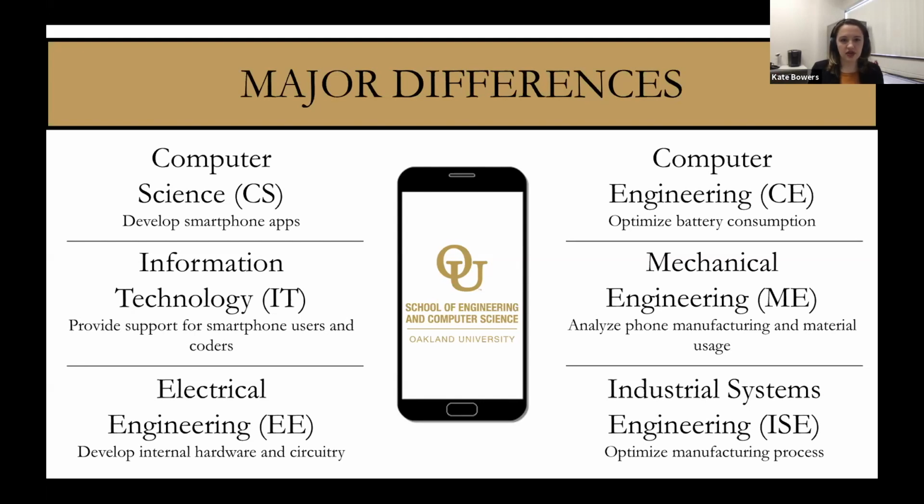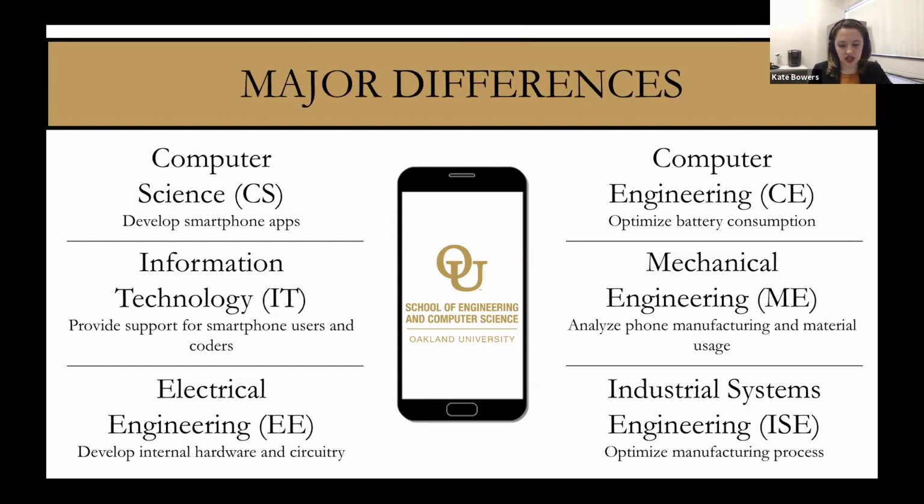For example, a computer science major might be the person in charge of developing your smartphone apps, like the messages app, or Google Drive, or anything else that you might use. Information technology is more problem solving, where they might provide support either for the smartphone users or for the coders. For the computer science people, there's lots of background coordination that has to go in order to share code between developers. So IT might provide a lot of the support for that.